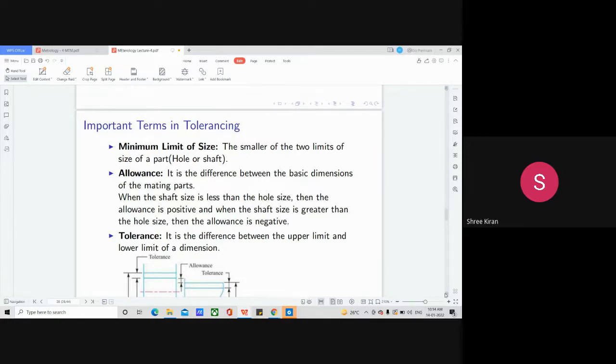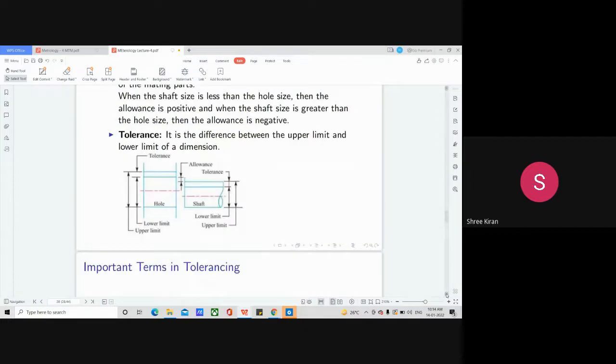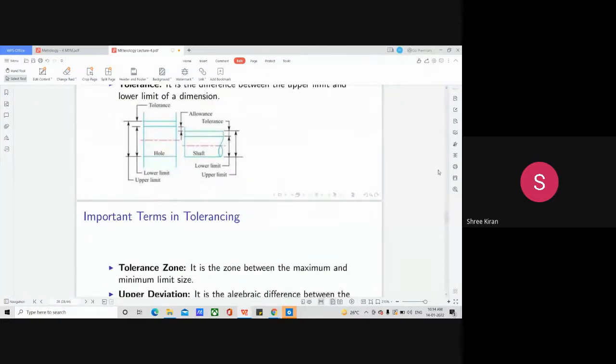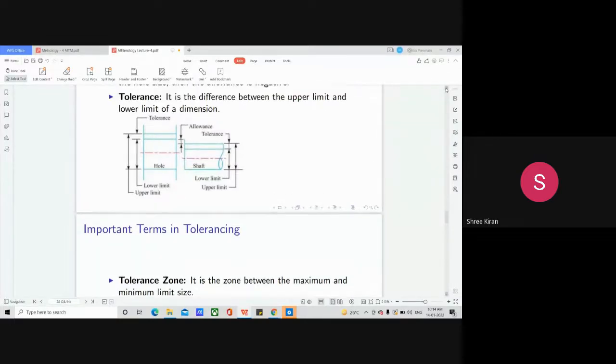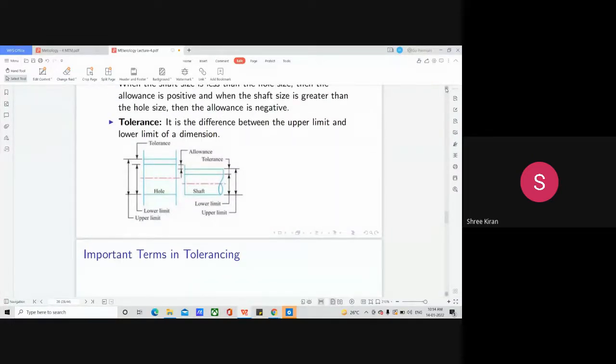Then we come to tolerance. It is the difference between the upper limit and the lower limit of the dimensions. We can see a basic representation in this figure. It is the difference between the upper limit and the lower limit of dimensions.